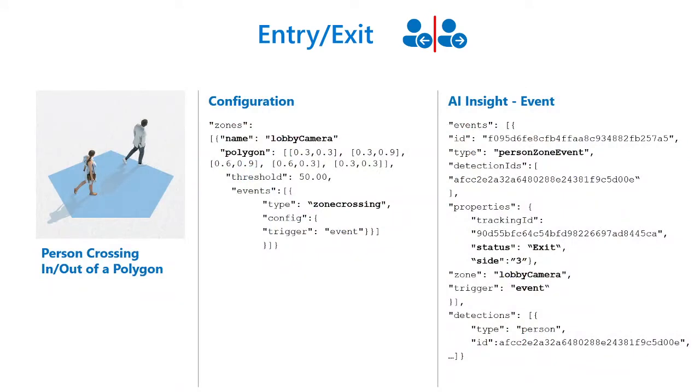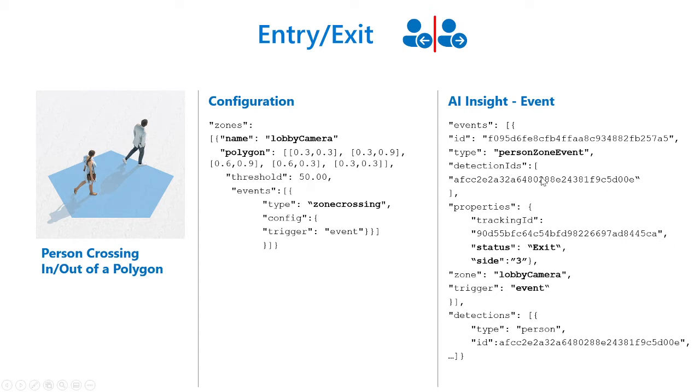Let's look at the configuration for the entry and exit operations. For the person crossing in and out of the polygon, you have to configure the polygon and give it a name, in this case, lobby camera. You have to configure the type of event you require, in this case, zone crossing. The edges of the polygon are numbered in order to list the vertices. That enables providing information about the side of the polygon that is crossed by a person.